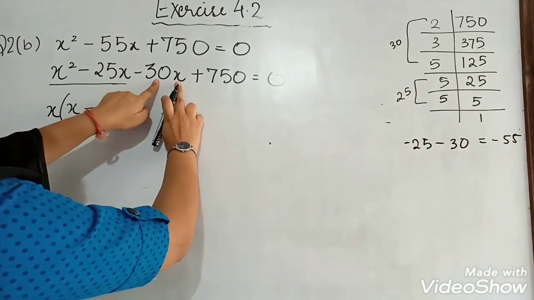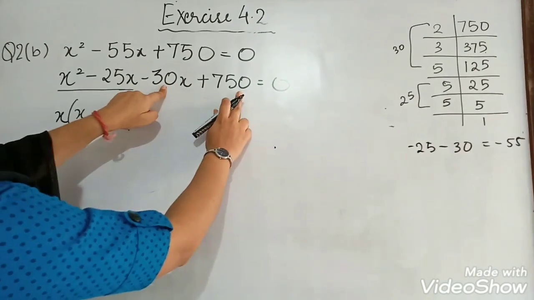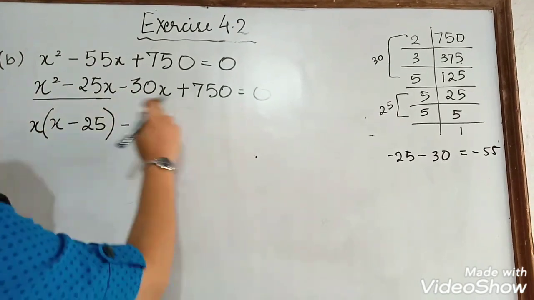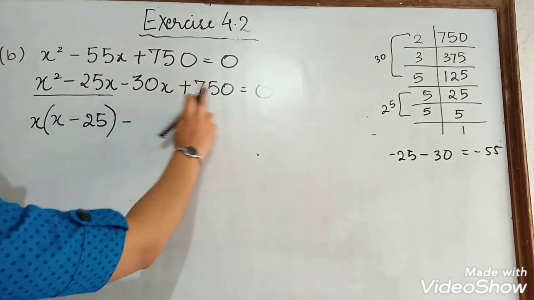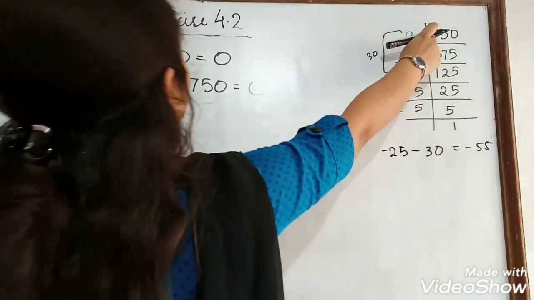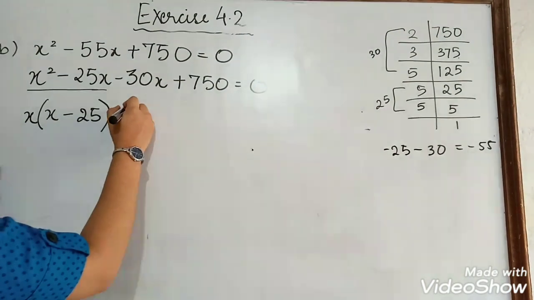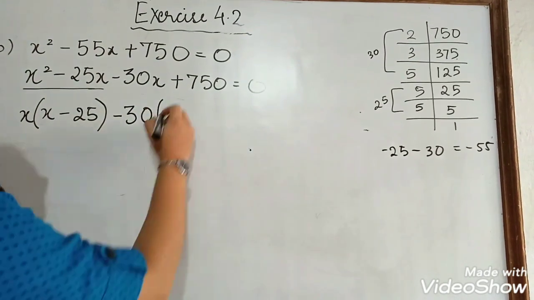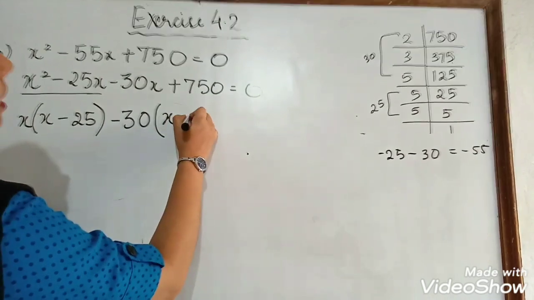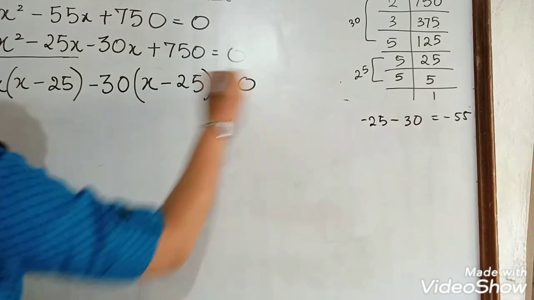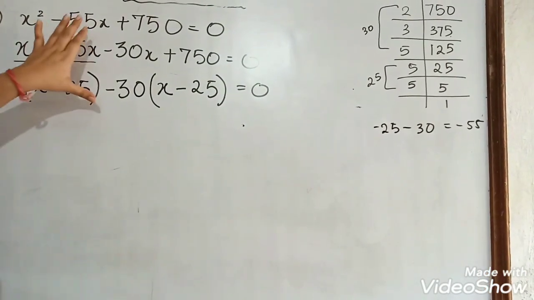Now you see, children, this is minus 30x, this is plus 750. Over here x is not there. So what are we going to do? We are going to take 30 common, because 30 multiplied by 25 will give you 750. So I am going to take out 30 common outside the bracket. What are we left with? We are left with x minus 25 equal to 0.